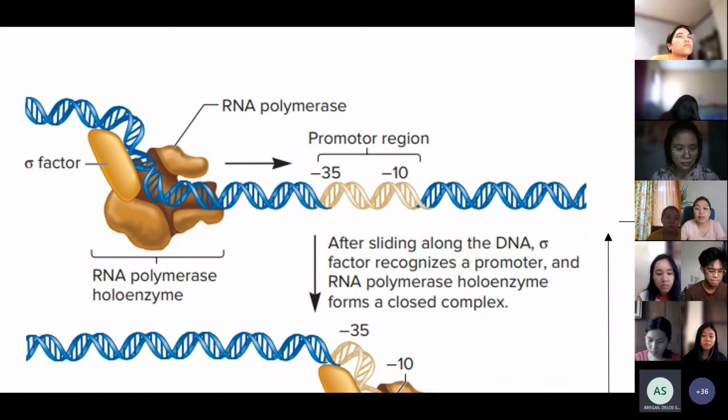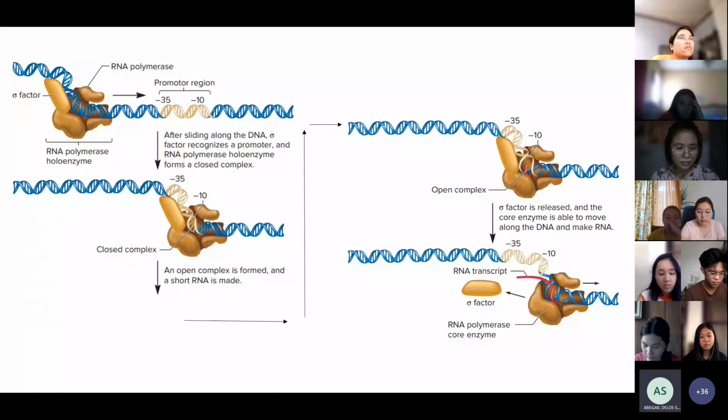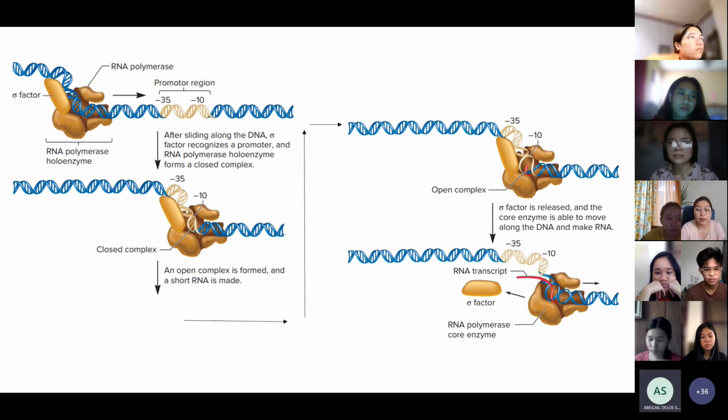It needs to be untangled first in order for us to create our needed open complex. So here again, let's repeat it so that you won't get confused. We have your RNA polymerase holoenzyme. Inside can be found a sigma factor which will attach to the promoter region.